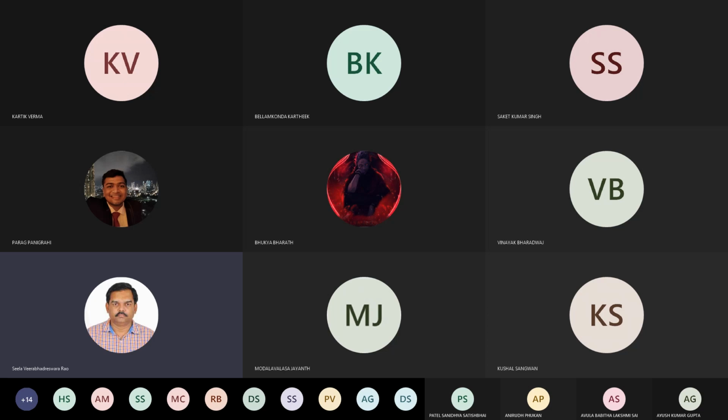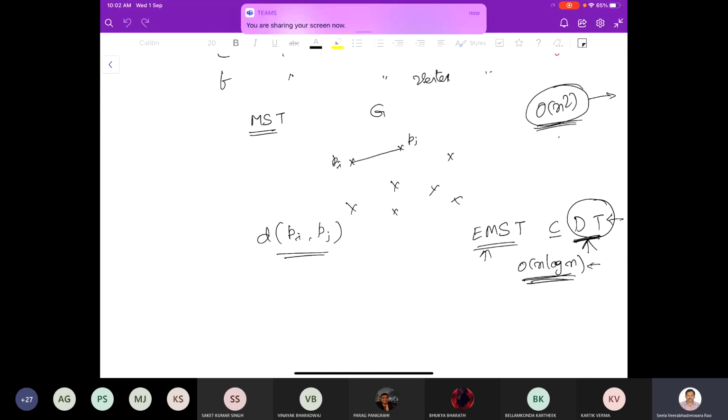So we'll start our discussion on the Voronoi diagram and Delaunay triangulation. Before that, I'll share the screen. Is everybody able to see this white screen? Yes, sir. Okay.